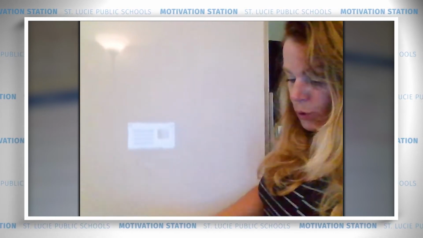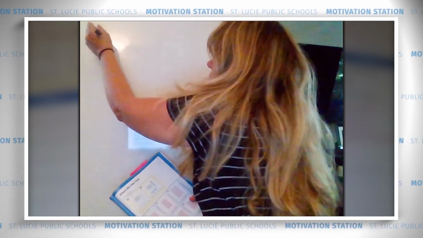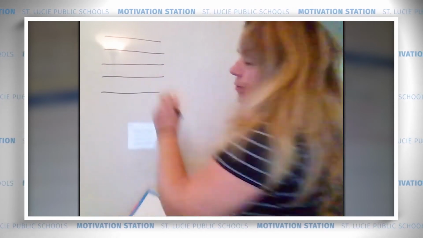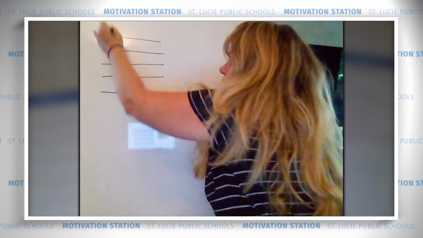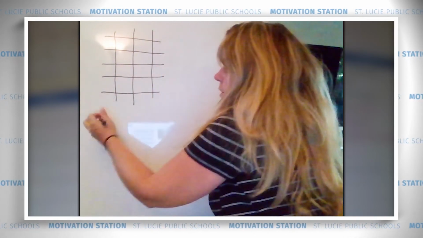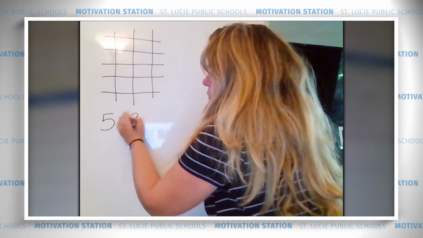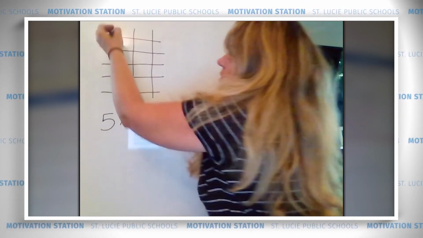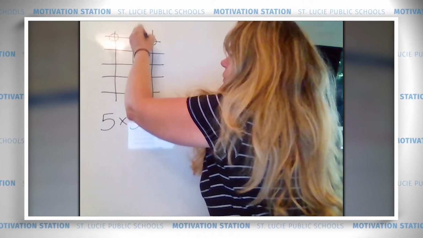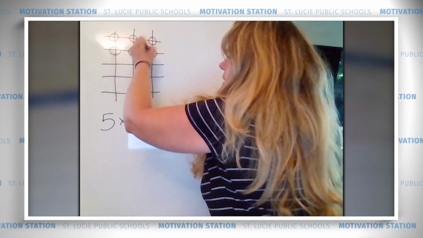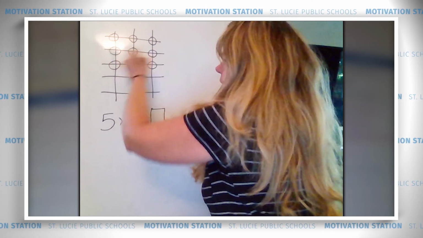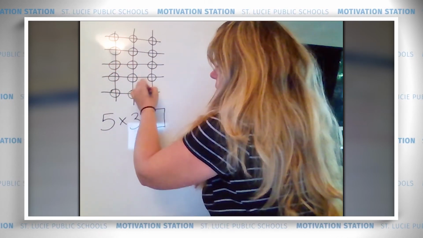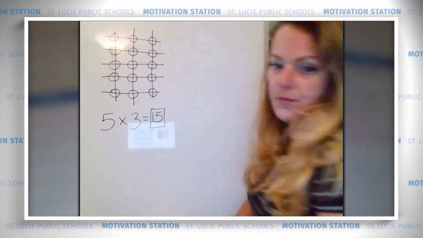So let's look at problem 2. I have 1, 2, 3, 4, 5 rows with 3 columns. So that's going to be 5 times 3 equals some product. I'm going to circle all those intersections or where they cross. 1, 2, 3, 4, 5, 6, 7, 8, 9, 10, 11, 12, 13, 14, 15. So I get a product of 15.